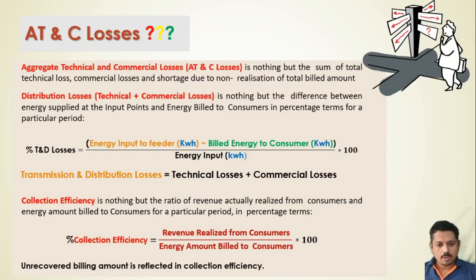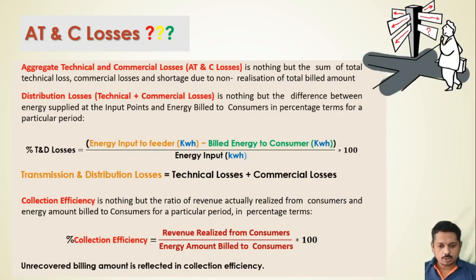Let's see what distribution losses are. They are nothing but the difference between energy supplied at the input point and energy billed to the consumer, in percentage terms, of a particular period. If you want to calculate the distribution losses, you first have to know what we have generated, what we have supplied, and how much we were paid by the consumers for that. Percentage technical losses we can calculate as energy input to feeder minus billed energy to consumer, divided by energy input.